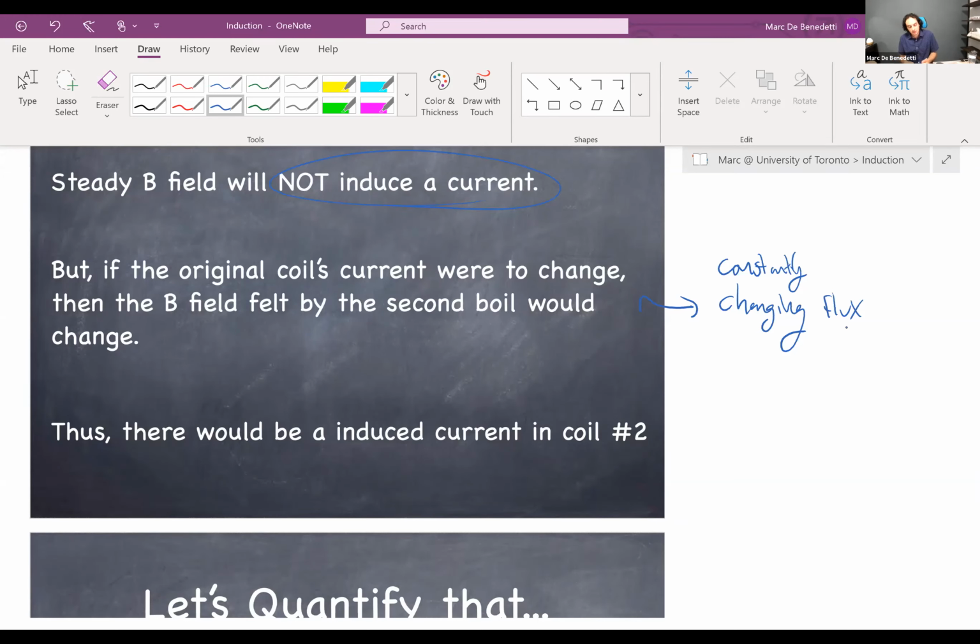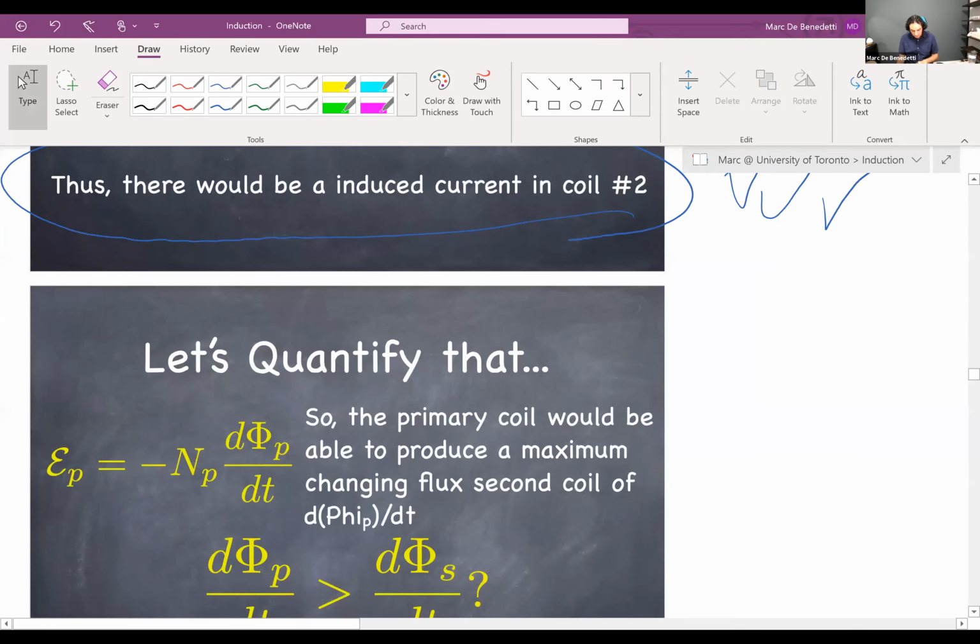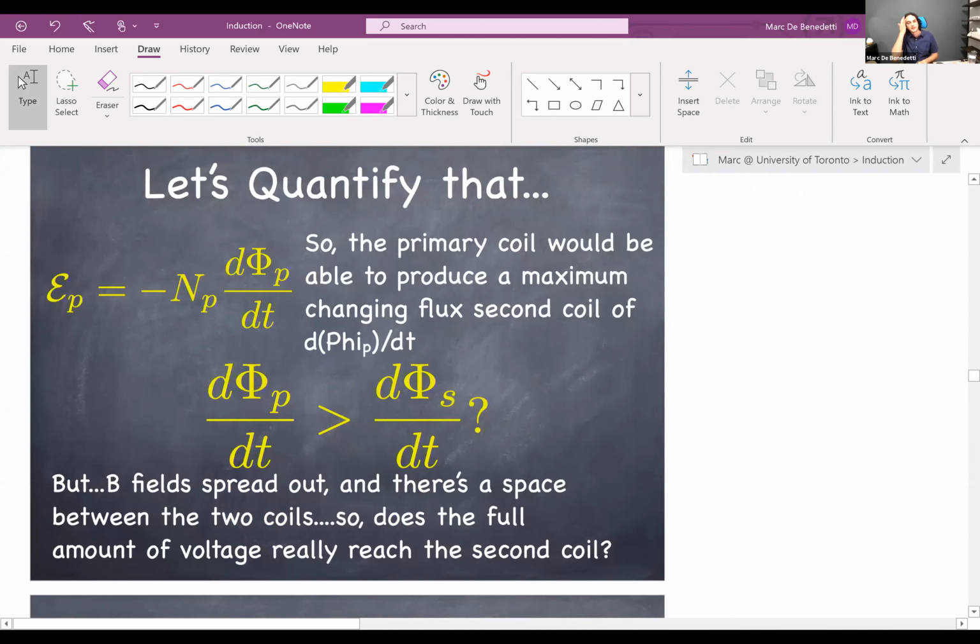So anyway, in the event you have AC current, then you will definitely have an induced current in coil number 2. So this is really the premise of what a transformer is. So let's go through the math a little bit. Now the math isn't complicated, despite how the slide might look momentarily.